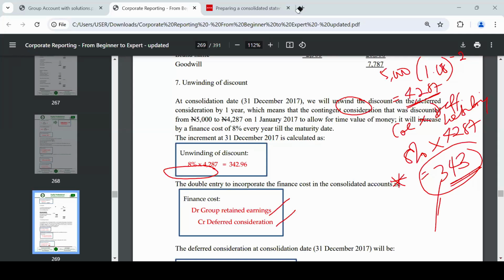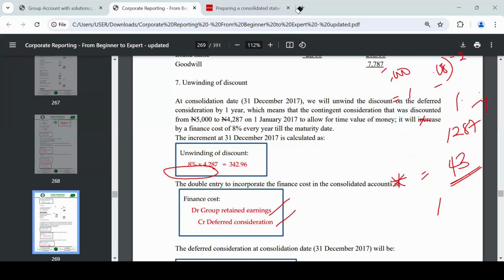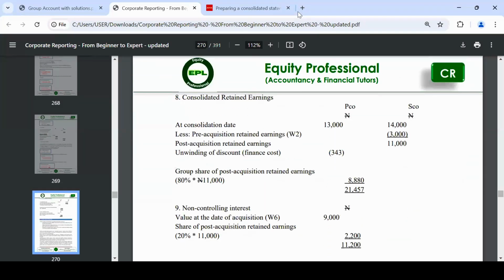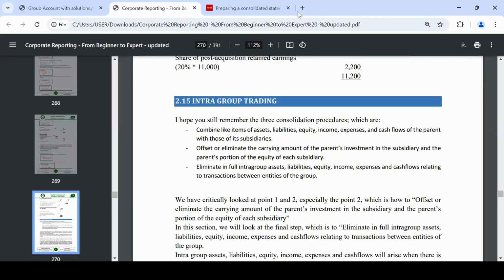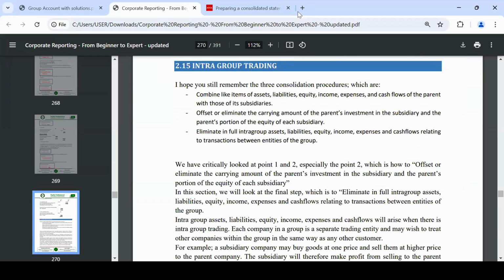Now, on the aspect of the other adjustments, I think those ones are quite straightforward. You can take your time to look at this solution and see how it was treated. Is there anything else worthy of mention? I think I'll just move on so that we can round up on simple consolidation of financial positions today. I want us to finish it today. Okay?